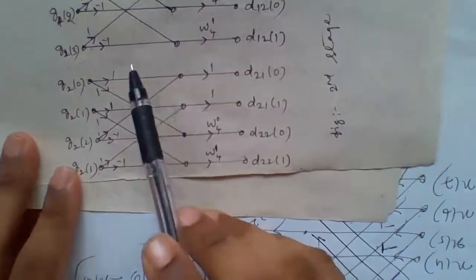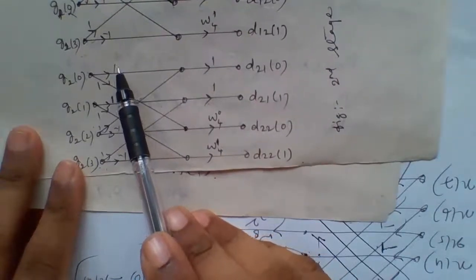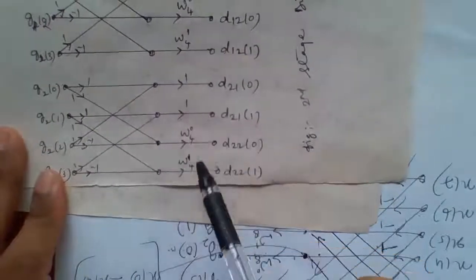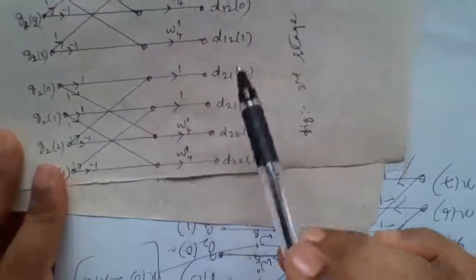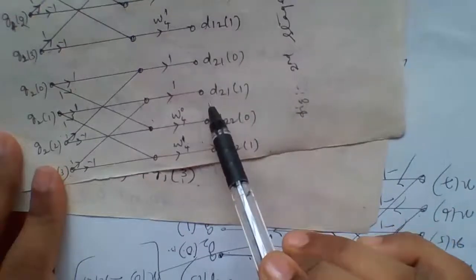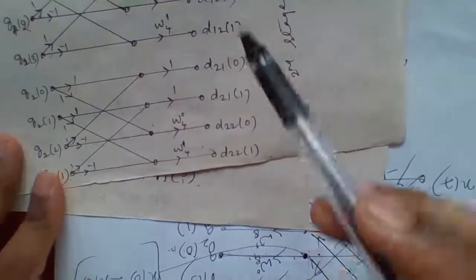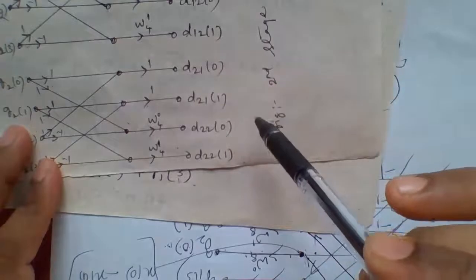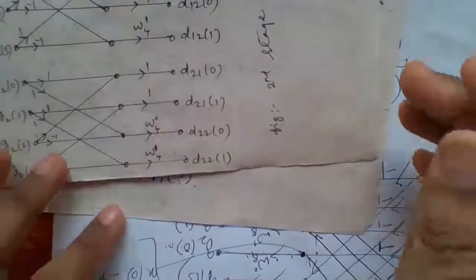On the signal flow graph, you first write the signs 1, 1, minus 1, minus 1. After the interconnections, show the same twiddle factors, again W raised to 0 and W raised to 1 only. But now the samples have suffix 2: D21 of 0, D21 of 1, D22 of 0, D22 of 1. These are the outputs from the second stage.